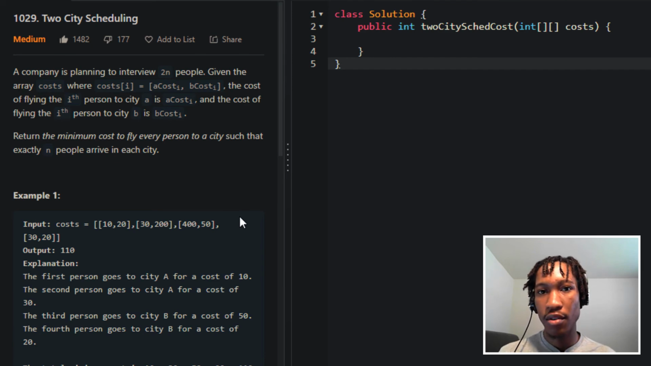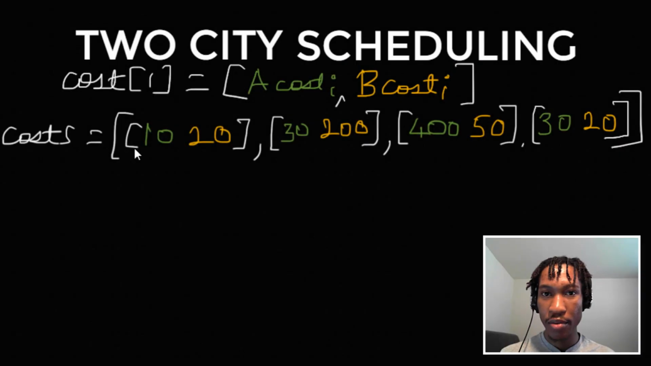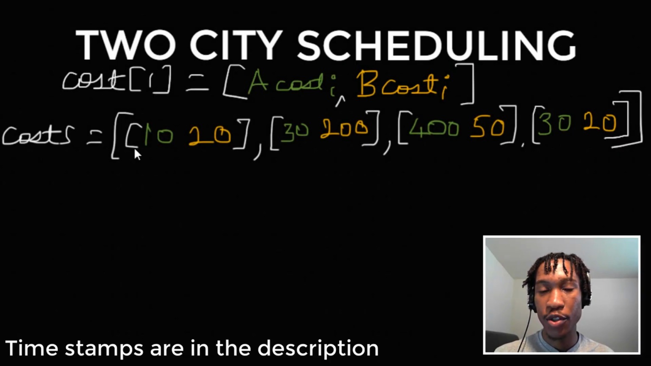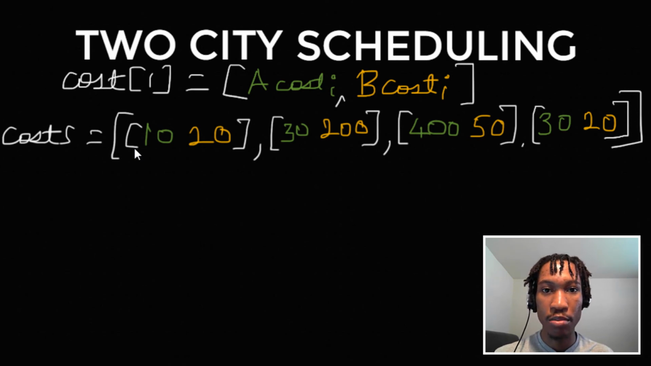So all you have to do is break down the problem. So what exactly does this problem want us to solve? Okay, so say for example, the company wants to interview 20 people, and they have 2 cities where they could potentially send those 20 people to. So they want to send 10 people to city A and then 10 people to city B. They want to send an equal amount of people to both cities, and then they want to do that in the most cost-effective way possible.